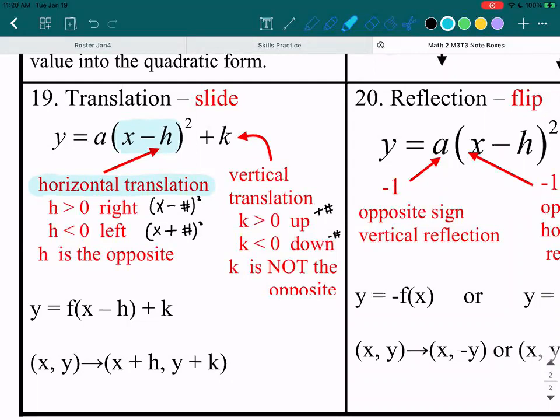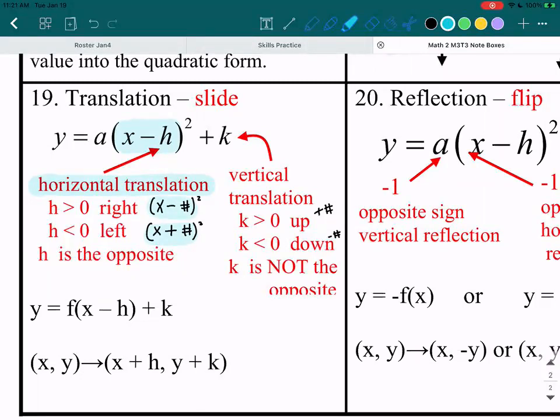So since it says x minus h, if h is a number bigger than 0, that means it says x minus a number, then it's going to move it to the right. If it says x plus a number, meaning that your h was less than 0, so you're subtracting a negative, which means you're going to add it. So if it says x plus h, that's going to be moving it to the left. So if it says x minus a number, that's to the right.